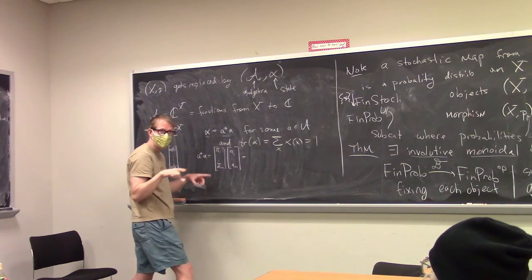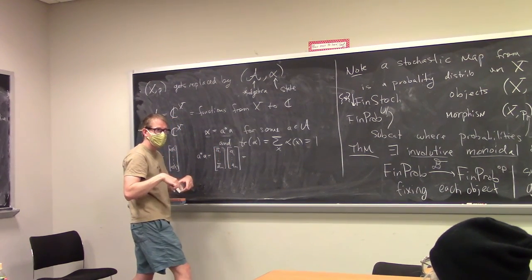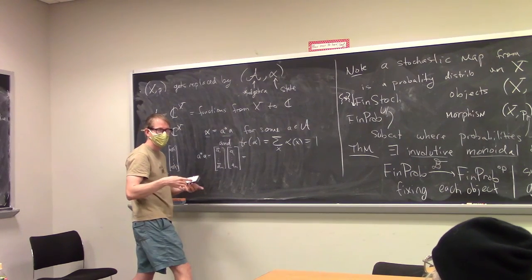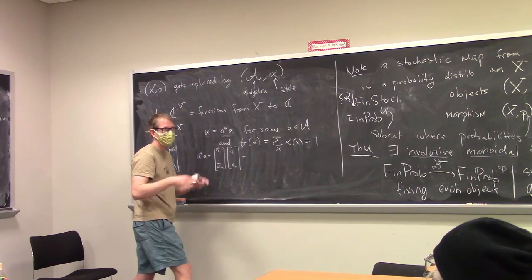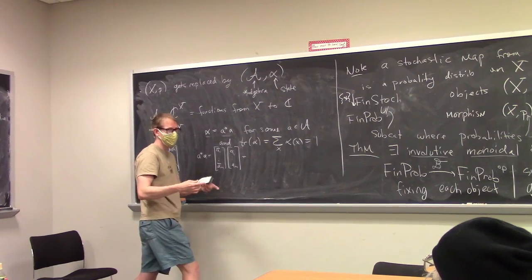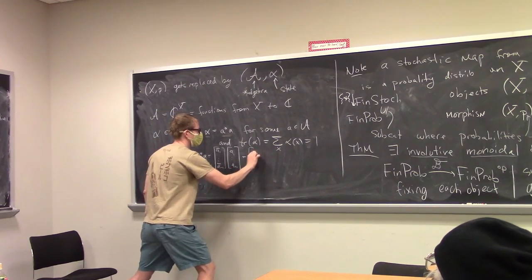The way we take the product of two functions is, f times g of x equals f of x times g of x. That's what you do here. Take the point-wise product.